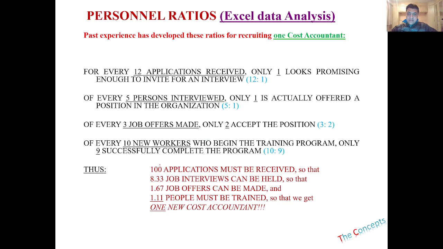And then if you look at the data of this ratio, it means 100 applications must be received so that 8.33 job interviews can be held. So this ratio is coming from this 12 to 1. So this is what our data is offering us from the previous record, how many people should be recruited, which means how many applications should be received in order to successfully hire one person. So let's now go to our Excel file and see how we calculate it.